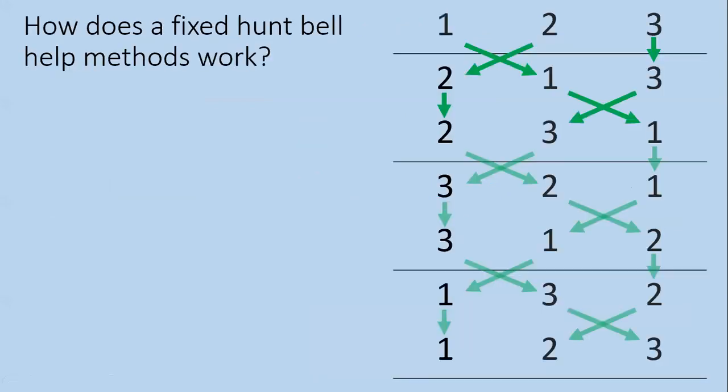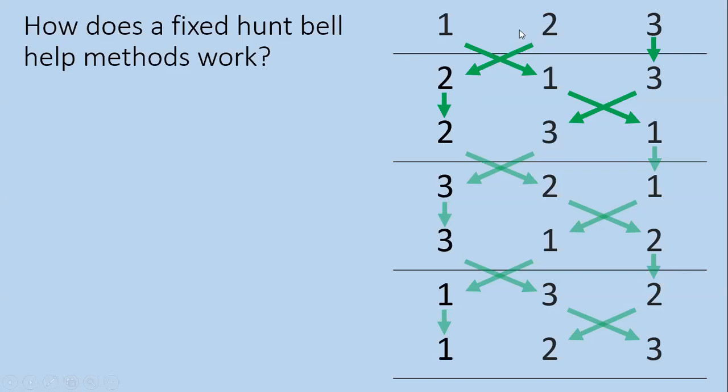back to rounds. We can see that if we look at this diagram for plain hunt on 3 that I put on the right of the PowerPoint slide. Just talking through this first section, first change at hand stroke, 1 and 2 swap over, and the 3 makes a place. Then at the backstroke, the bell that's in lead stays in lead, and the bells in 2 and 3 swap over.